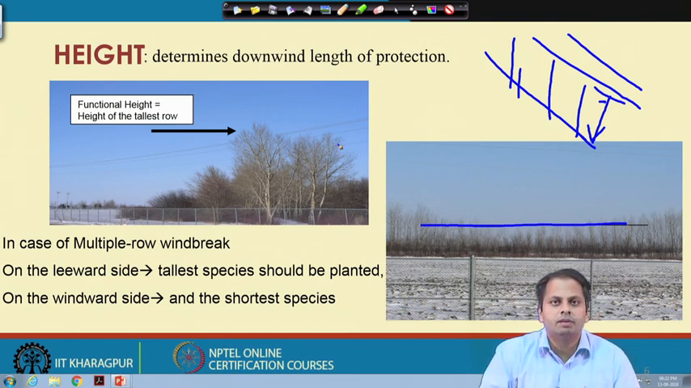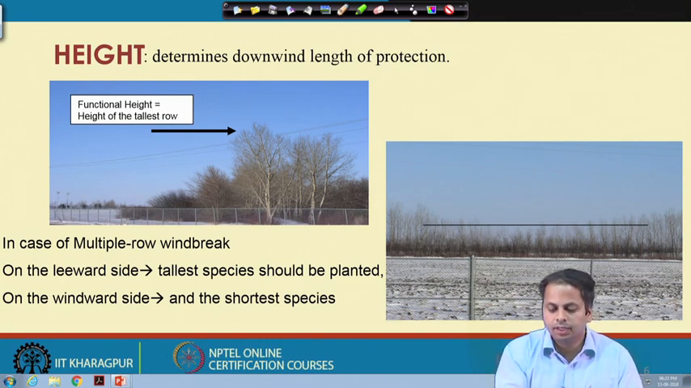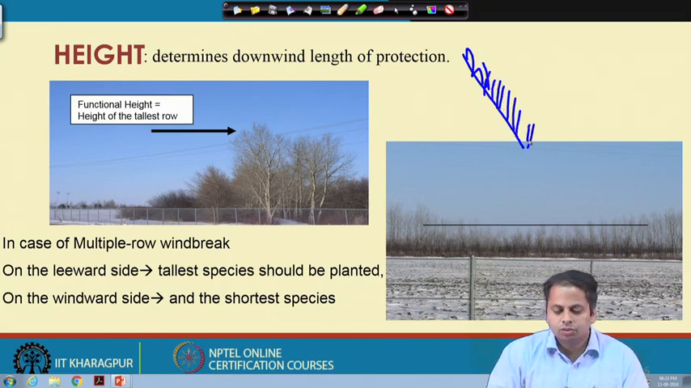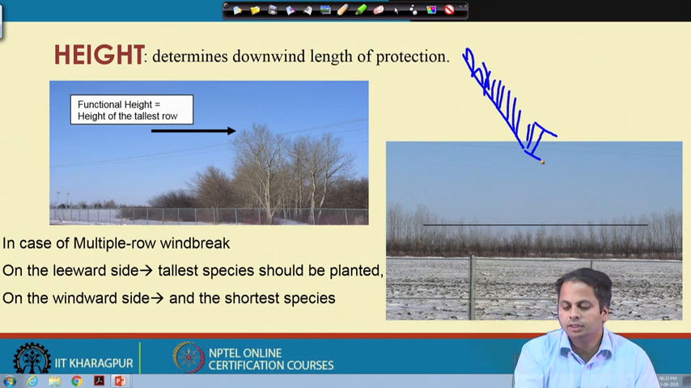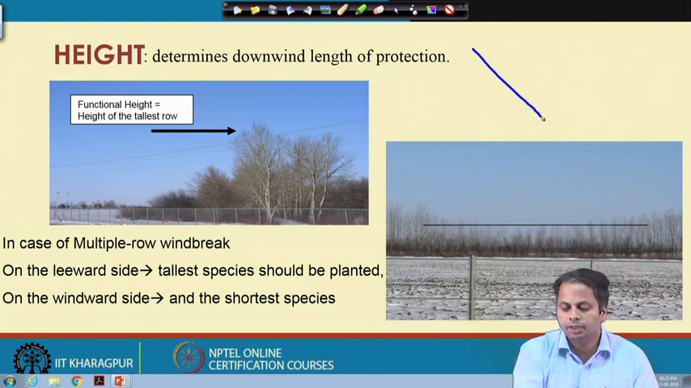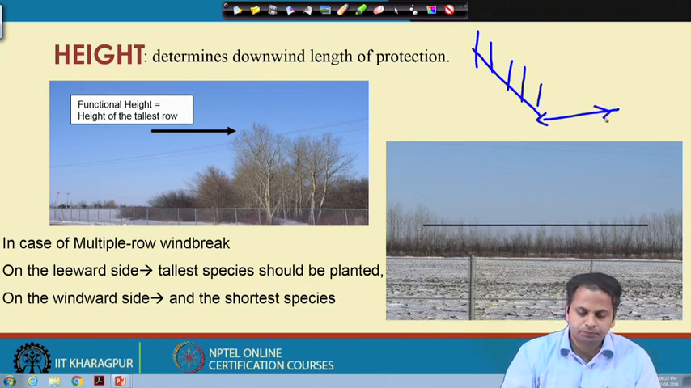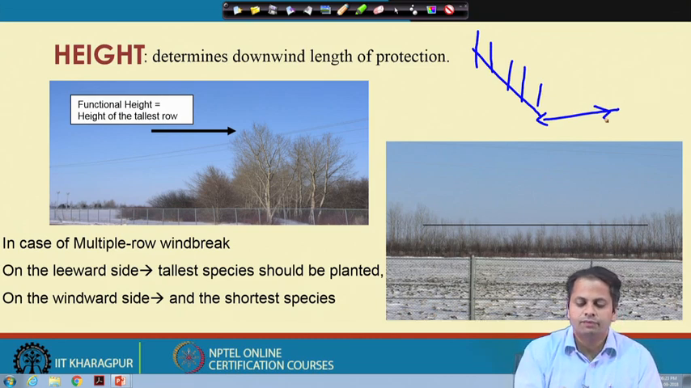So, that is the design height, and it determines the importance of the height, because this height determines the downwind length of protection. So, for example, by placing a windbreak over this region, suppose you are placing a windbreak here, the height of this windbreak determines the length of protection downwind of this windbreak. So in that sense, height is a very important parameter.